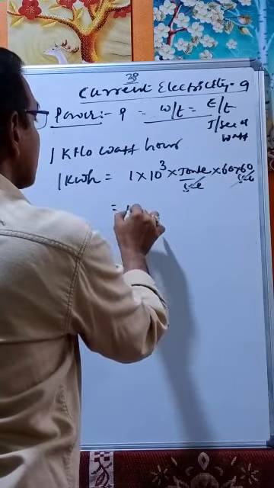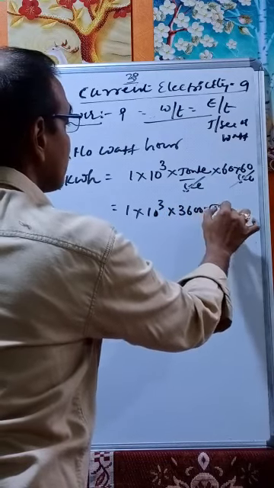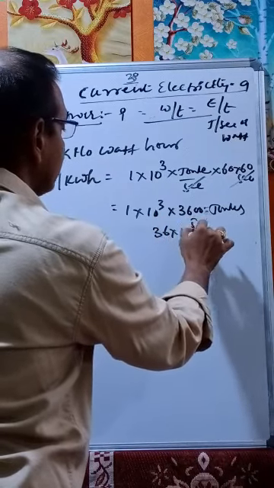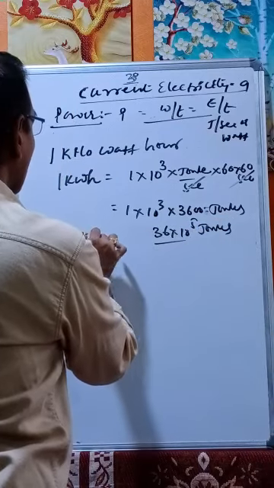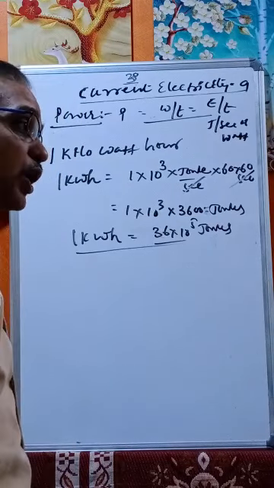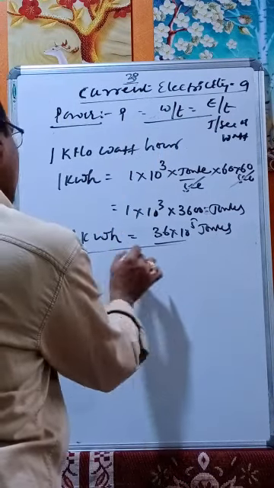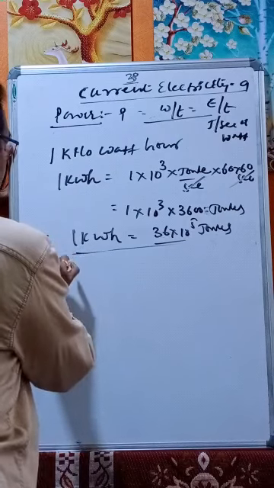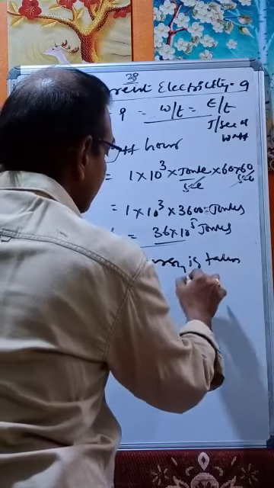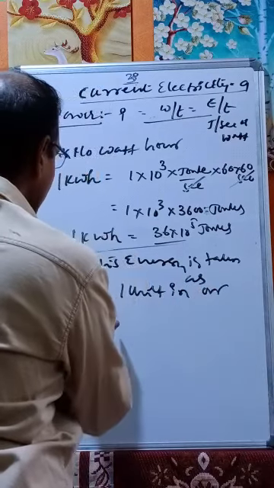That is equal to 1 into 10 power 3 into 3600 joules. That is equal to 36 into 10 power 5 joules. Therefore, 1 kilowatt hour is equal to 36 into 10 power 5 joules. It is the practical unit. This energy is taken as 1 unit in our power consumption.